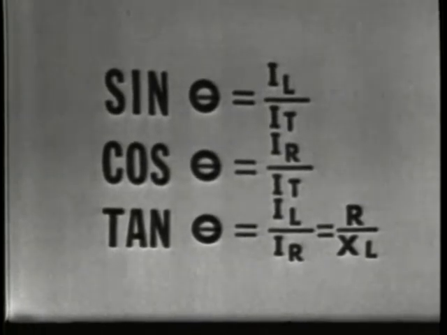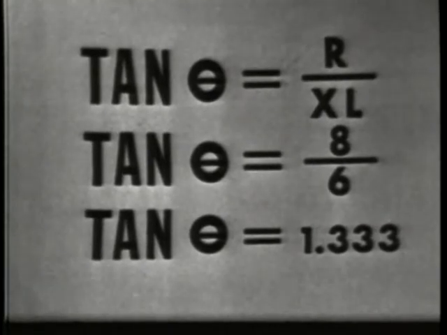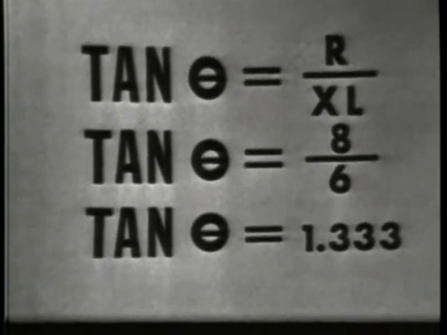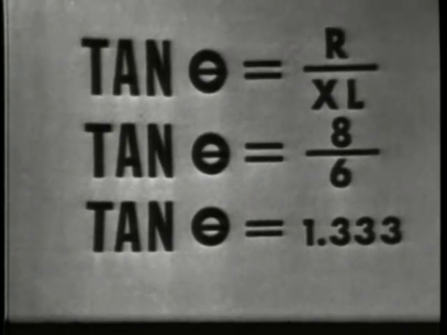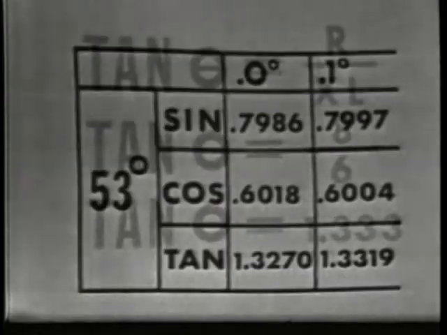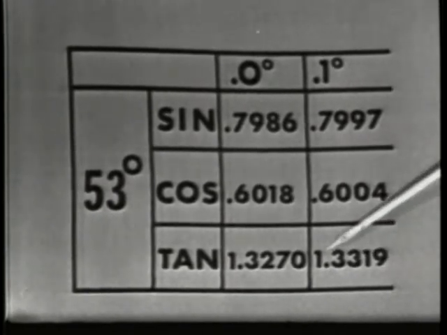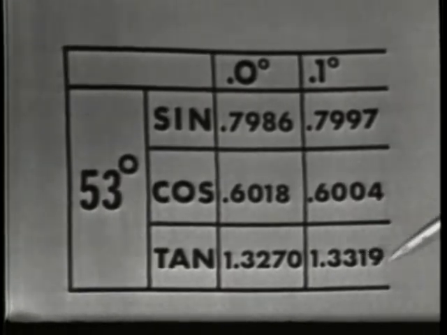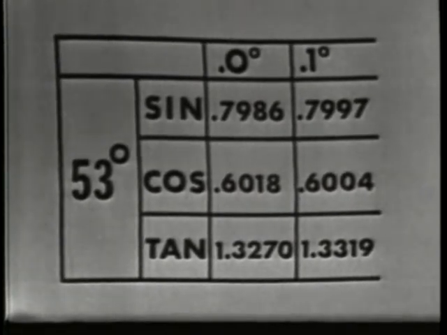In this circuit, the tangent is equal to R over XL, or 8 over 6. The tangent of angle theta is equal to 1.333. Going to the trig tables, angle theta could be found then by finding the tangent closest to 1.333, which in this case is 1.3319, and that would give us an angle of 53.1 degrees.